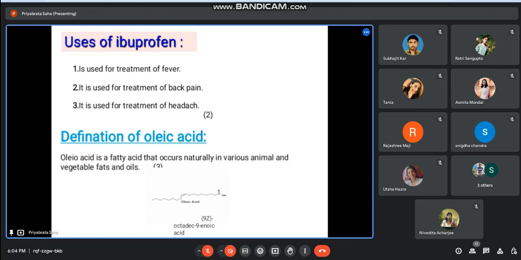Uses of ibuprofen. First, it is used for treatment of fever. Second, it is used for treatment of back pain. And third, it is used for treatment of headache.